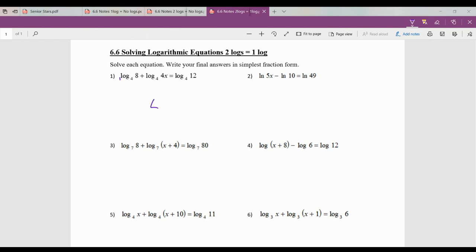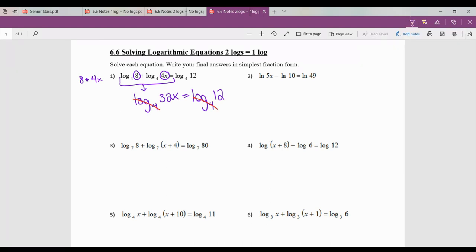So for problem number 1, we've got these 2 logs. So I'm going to condense that into log base 4. And now the rule is when we are adding 2 logs together, we're going to take those 2 things, 8, and multiply that with 4x. So 8 times 4x is going to be 32x. And now it equals log base 4 of 12. Okay, so now we have 1 log on one side and 1 log on the other side. We're just going to cross out log base 4 from each side.